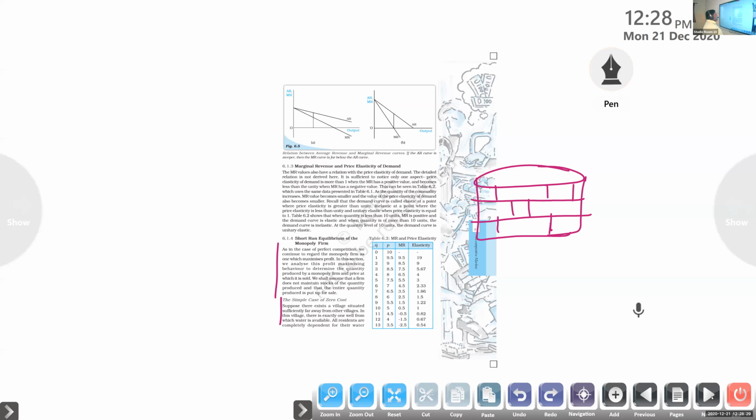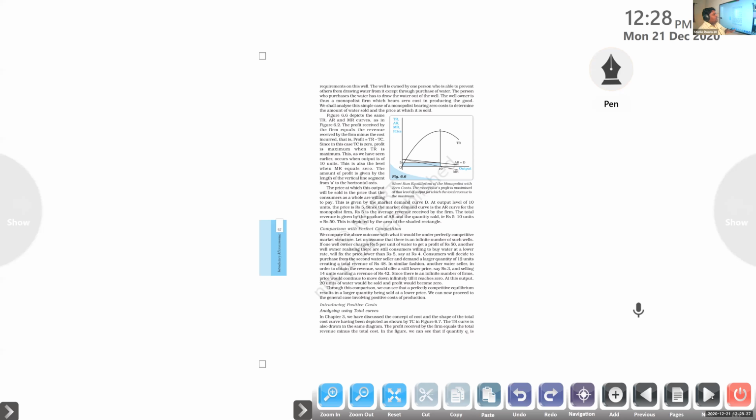requirement on this well. So all the people in that village, water we know that's a free gift, and almost all the people need that. It is too necessary for living. Clear? So only one well is there. So all the villagers are utilizing the water from that well.